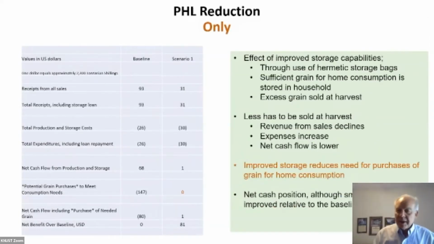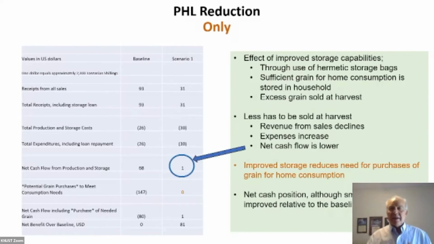So let's look at what happens if we interject hermetic storage so that sufficient grain can be stored at home. The excess grain, the assumption is, is still sold at harvest. Turns out that there's actually less cash receipts because, again, remember that some of the grain is not being sold at harvest, but is being kept.